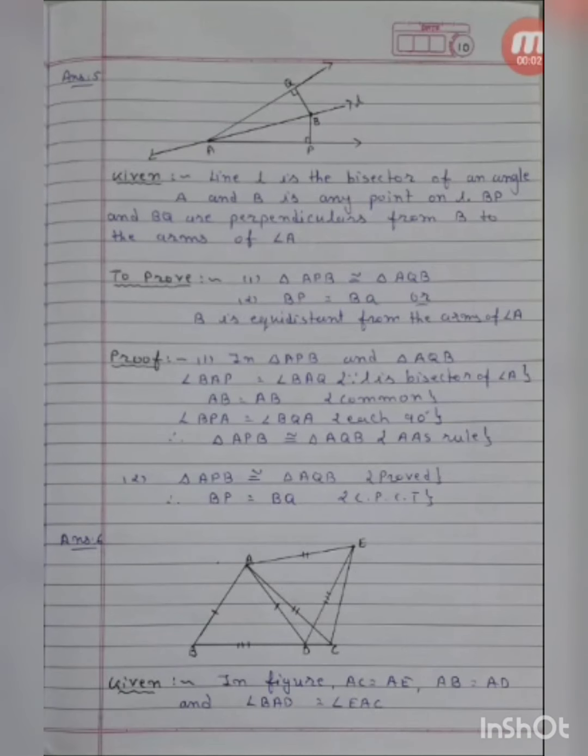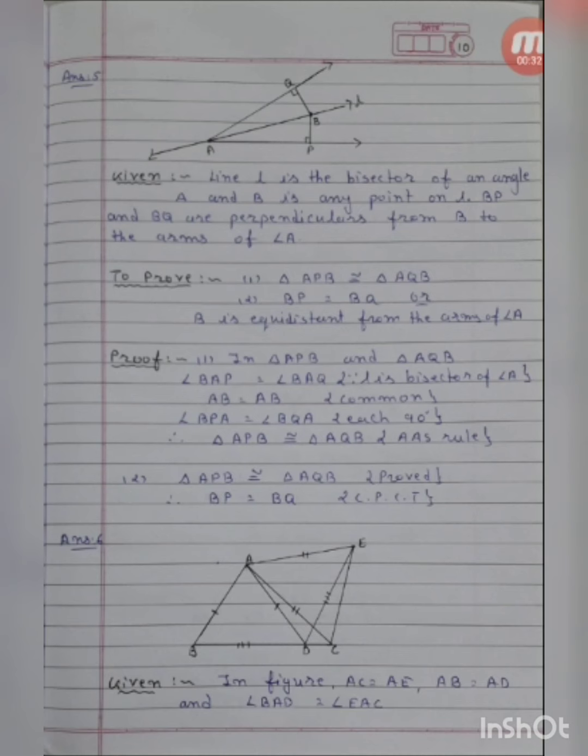In question 5, line L is a bisector of angle A and B is any point on L. BP and BQ are perpendiculars from B to the arms of angle A so that first, triangle APB congruent to triangle AQB. Second, BP is equal to BQ or B is equidistant from the arms of angle A. Now, here answer number 5.